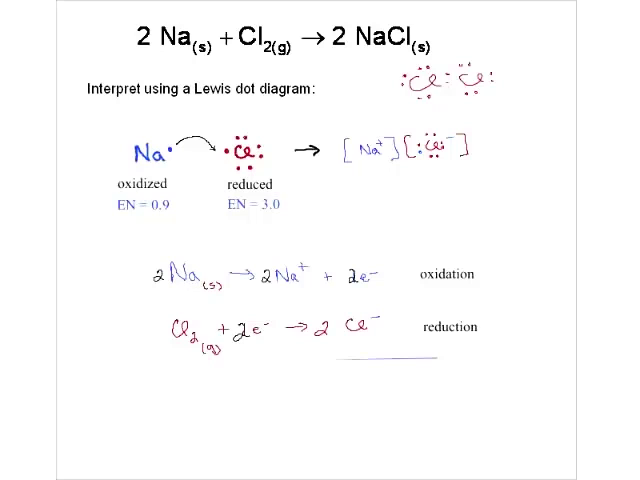So for every 1 molecule of chlorine, I need 2 atoms of sodium. And then we balance the equation. Do we see the electrons? Absolutely not, because the electrons are on opposite sides here. They should always cross out and balance.